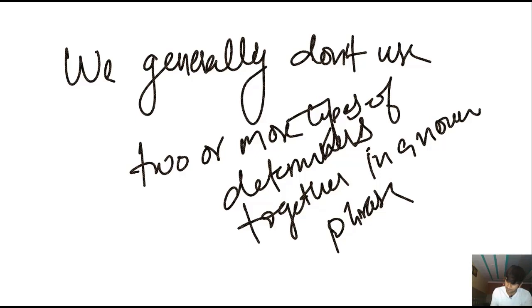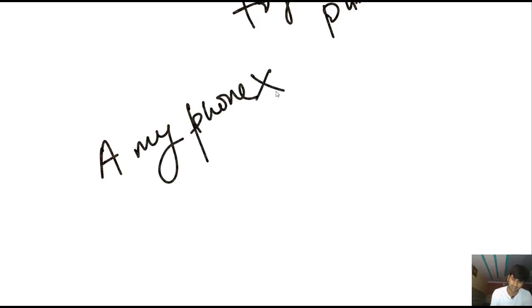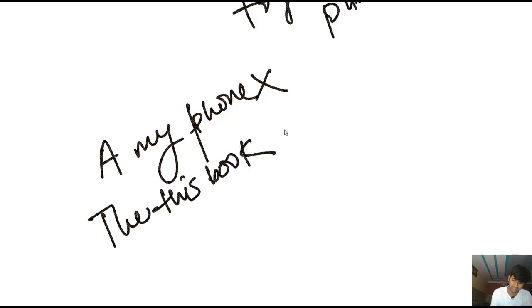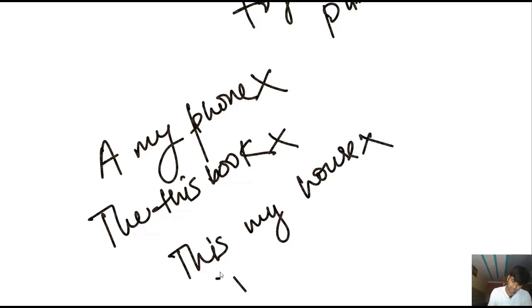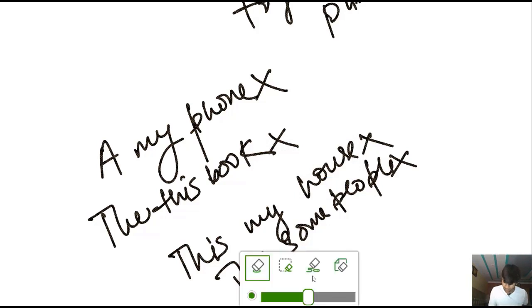So I'll not say this my phone. You cannot say that. This is incorrect. You can't say this my book. You cannot say this my house. You cannot say this some people. You again cannot say that. So we generally do not use two or more types of determiners together.